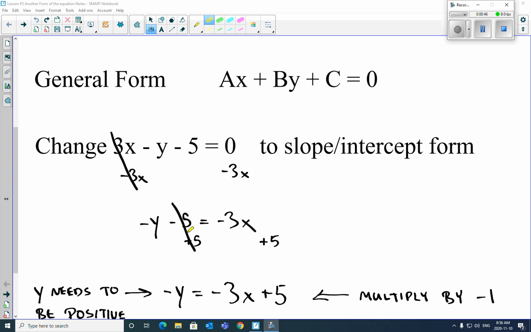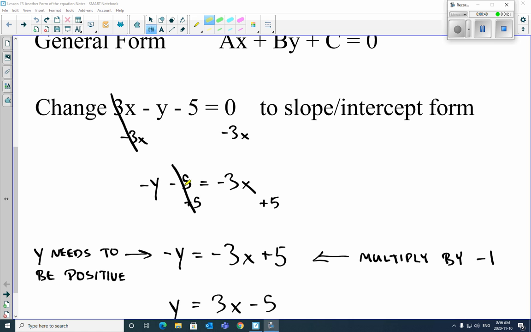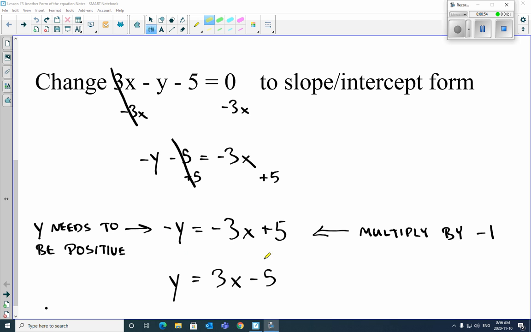Then we have to get the negative 5 over to the other side. So the opposite, negative 5, positive 5. We add 5 on this side and add 5 on this side. Now, this may look correct down here, this negative y equals negative 3x plus 5, but it's not. Y has to be positive. So to do that, what we can do is we can multiply or divide all of these pieces here by negative 1. Basically, what you're doing is changing the signs.